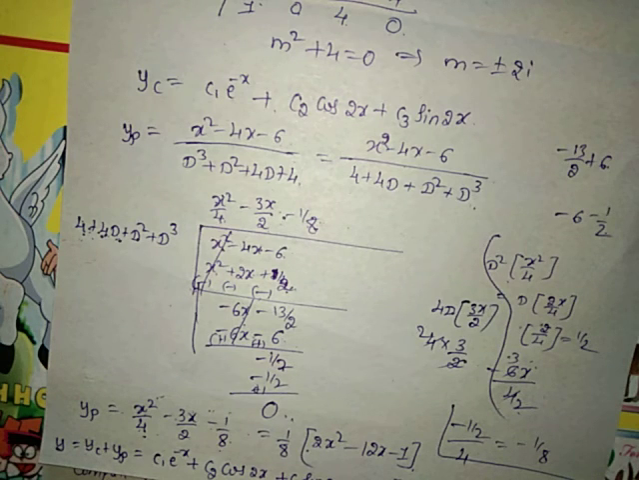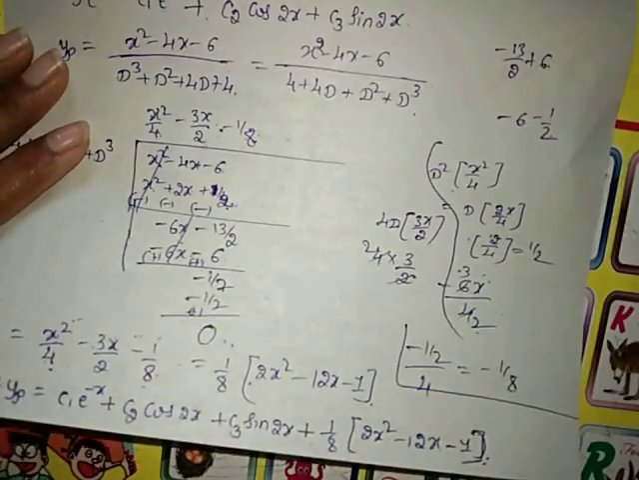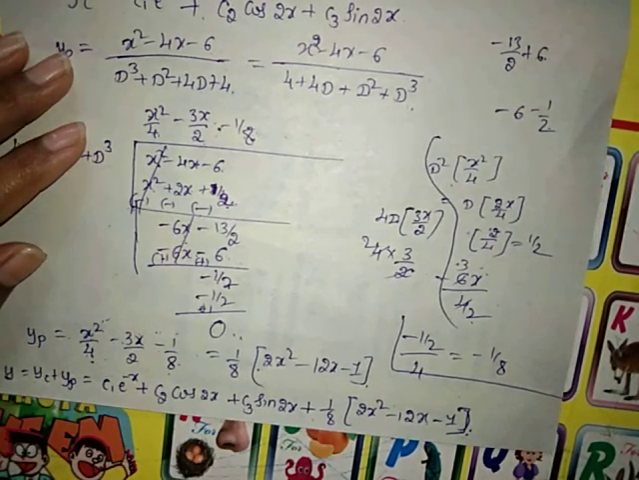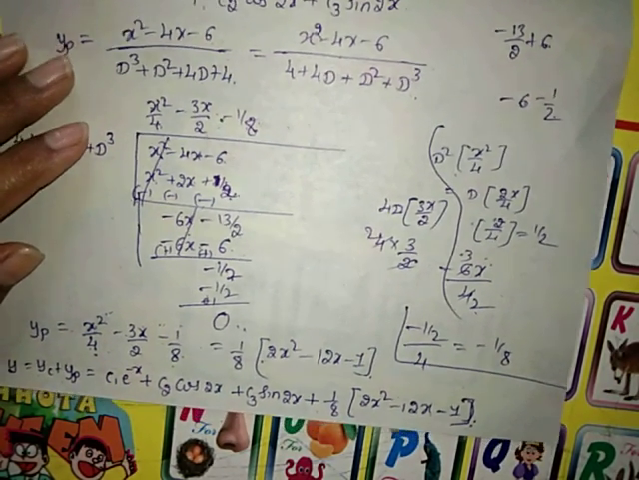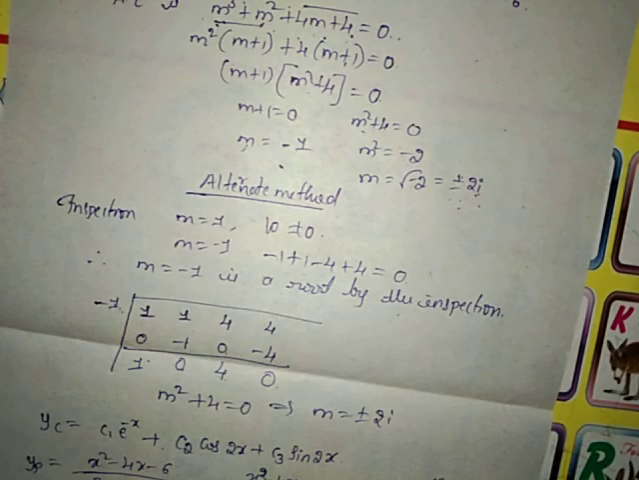So write down the complete solution by combining the particular integral and the complementary function. So we got c1 e raised to minus x plus c2 cos 2x plus c3 sin 2x plus 1 by 8 into the bracket 2x square minus 12x minus 1 is our complete solution of the equation. So that is the third kind of the examples.